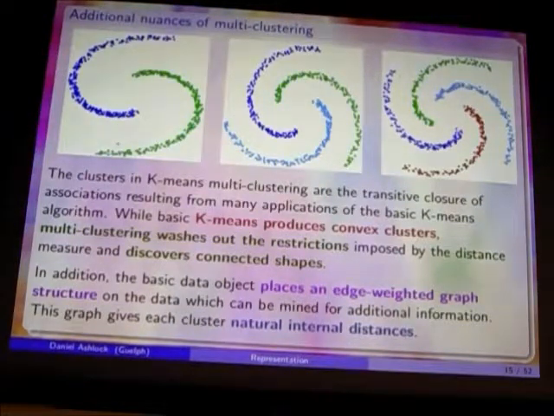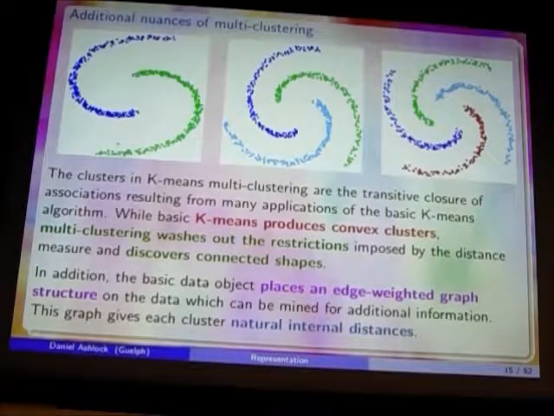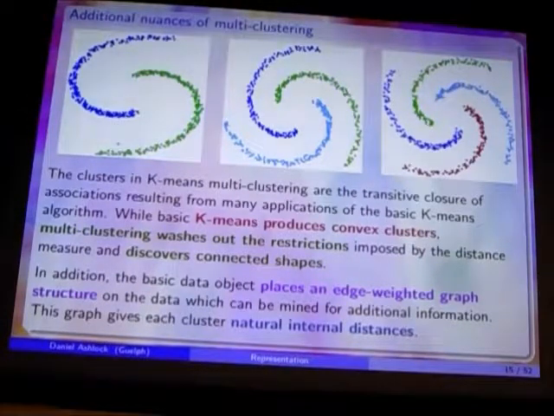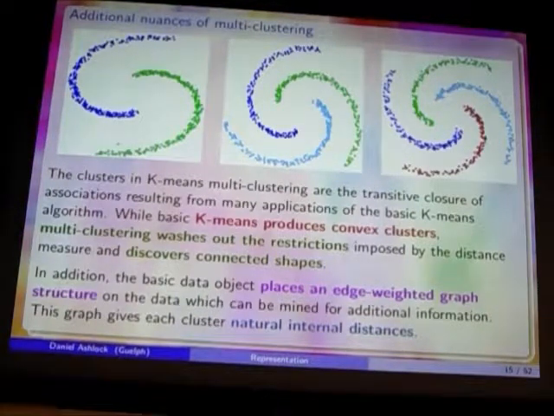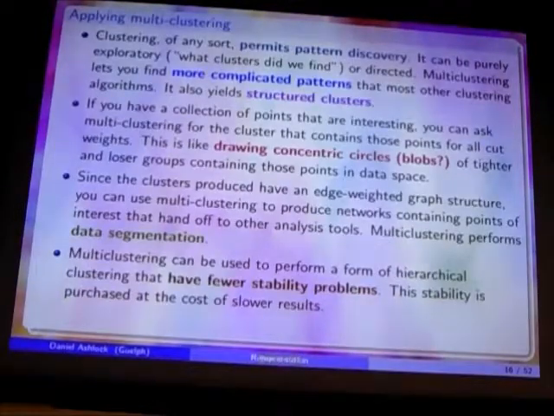If you use some other metric, some other distance, you'd still be getting convex groups. It's just that the notion of convexity would be the notion of convexity for that other notion of distance, and those can look really weird. In addition, the basic data object places an edge-weighted graph structure on the data, which can be mined for additional information. This graph gives the cluster natural internal distances. Okay, the only problem with this is this is not yet big data, because it would take way too long to do this on a truly big data set.